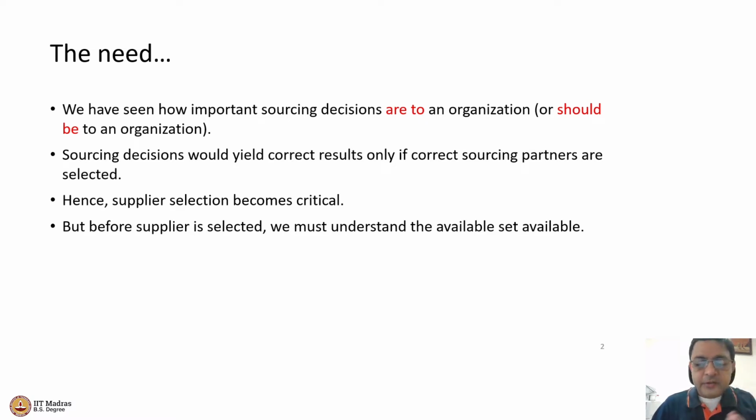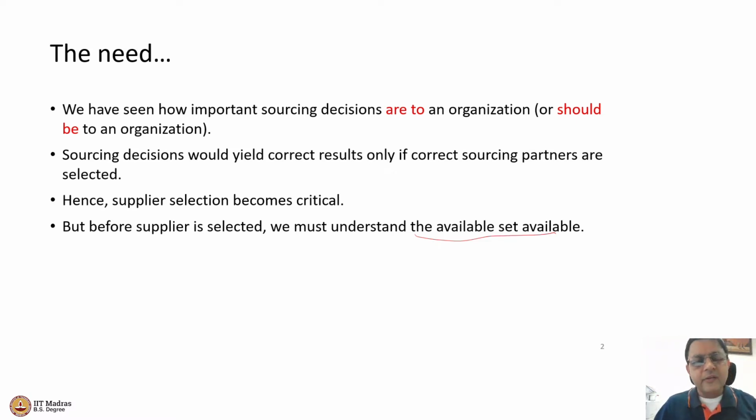Now, for a given product or service to be done by the partner, there may be a catalog of suppliers who are capable enough to do this, right? And they have various capabilities, various constraints that they operate under. So before we even decide which supplier to select, we must understand this catalog that is available to us. Who are these partners? What are their capabilities? What is the environment in which they operate? So identifying and understanding these partners becomes very, very important.